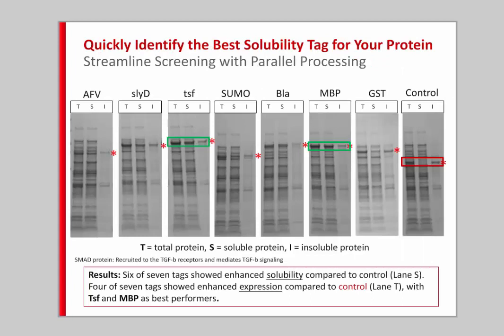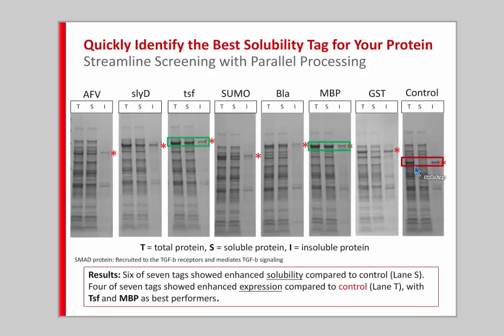And the system really allows you to quickly identify which tags work for your protein. So this is an example of SMAD, which is a protein involved in TGF-beta signaling, which was cloned into all of the vectors included in the T7 solubility and expression screening kit. And we're looking at total protein, soluble protein, and insoluble protein by SDS-PAGE. And the control clone, which is constructed with just a 6-His tag and no other fusion partner, acts as a baseline. And what this shows is that virtually all of the protein is expressed in the insoluble fraction here.